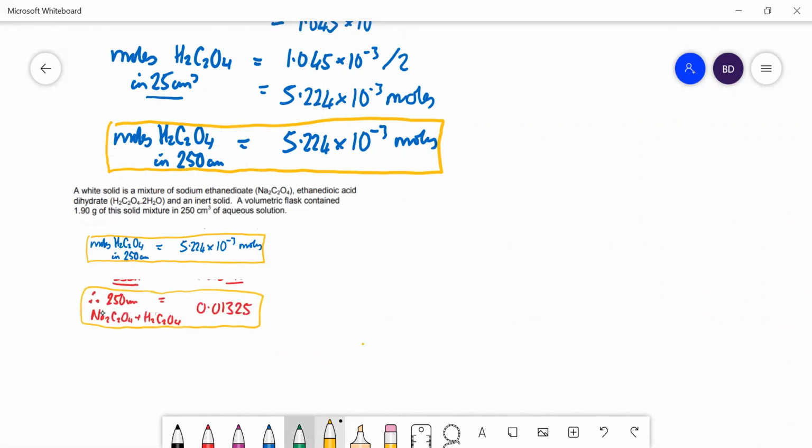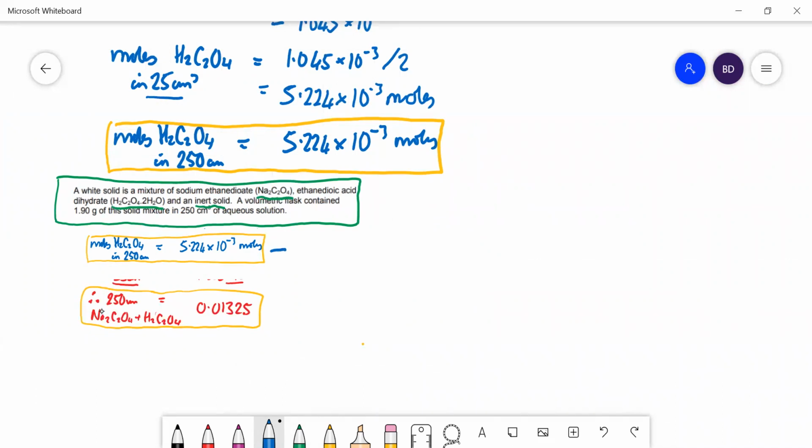Now for the final bit, I've just pasted this bit out again. You say here we've got the white solid is a mixture of the sodium ethan dioate and the acid, and also an inert solid, and we made that up to 250. So what we're going to do is find out by subtraction, this is the moles of ethan dioic acid plus the sodium salt, and this is the moles of ethan dioic acid alone. So we're going to write down here moles of sodium ethan dioate only is going to be equal to that red number minus that blue number.